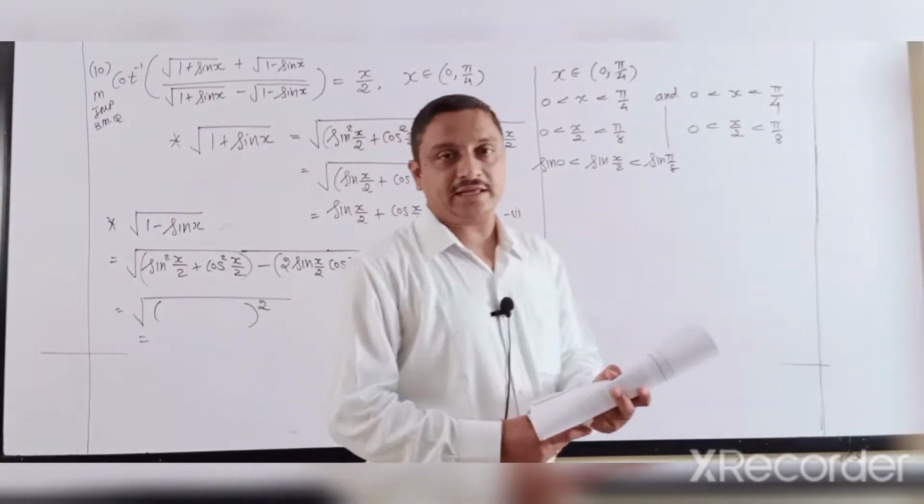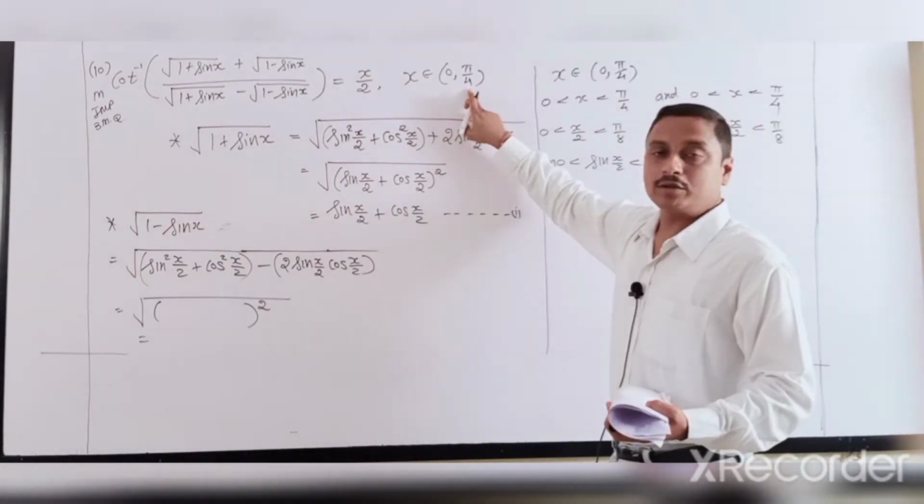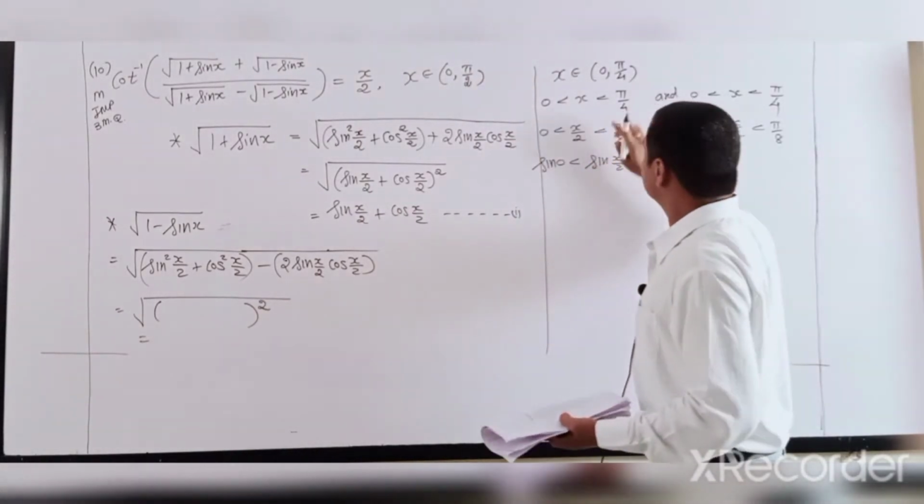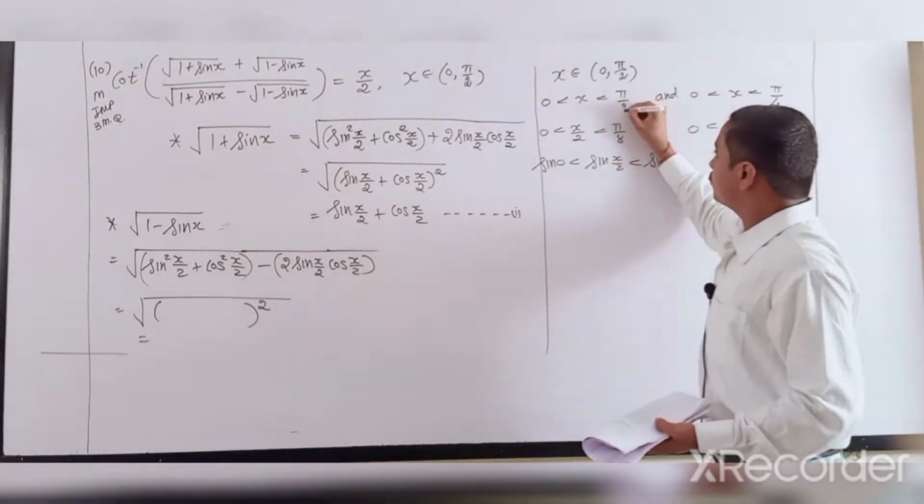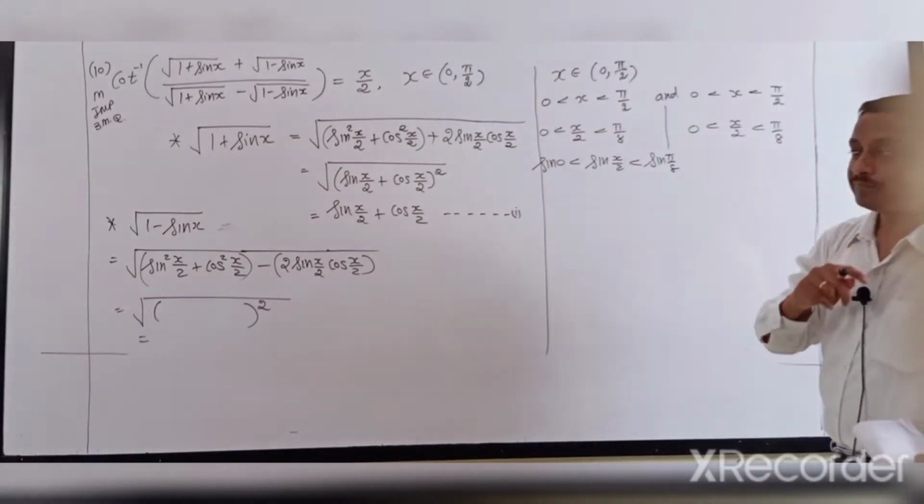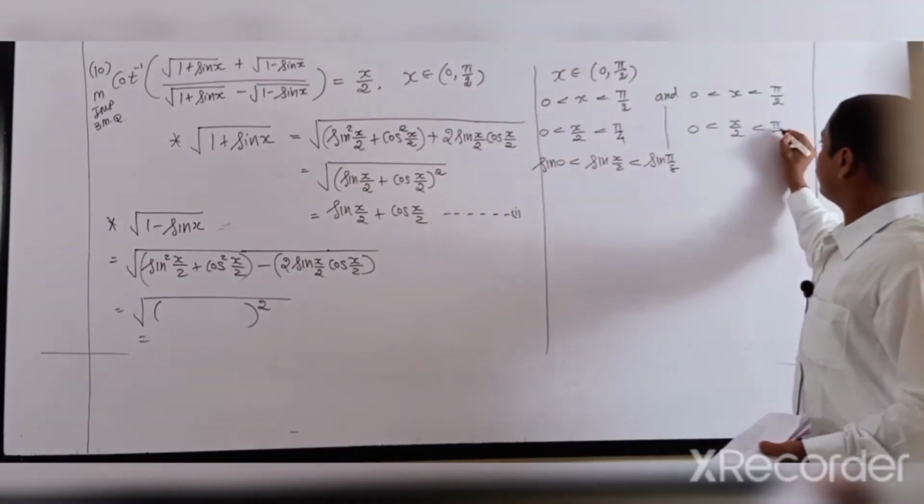Yes, now students, I think there is one mistake in your question. Not pi by 4, actually it is pi by 2. So I just rewrite again. Here pi by 2, here also pi by 2. Textbook mistake. So here pi by 4 definitely, same as here pi by 4.